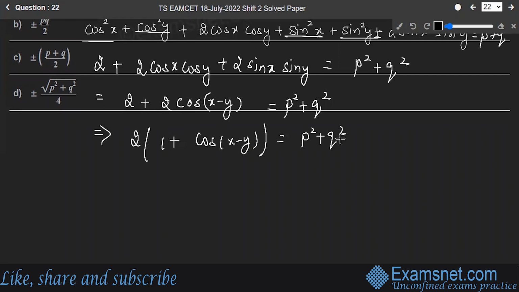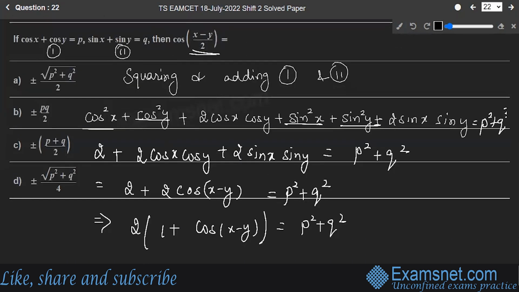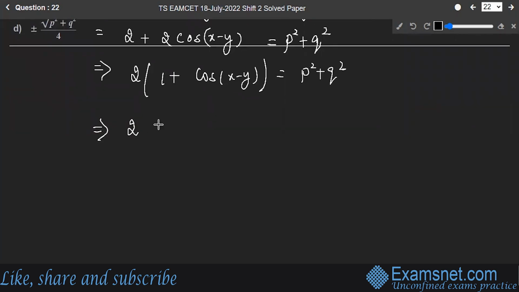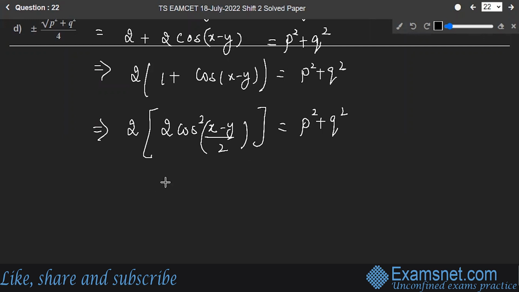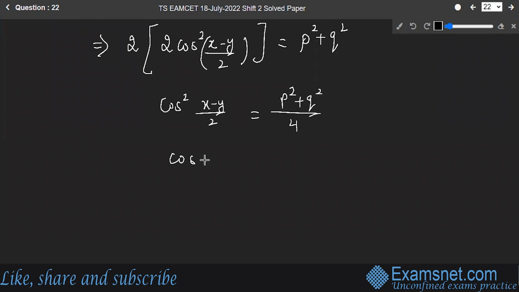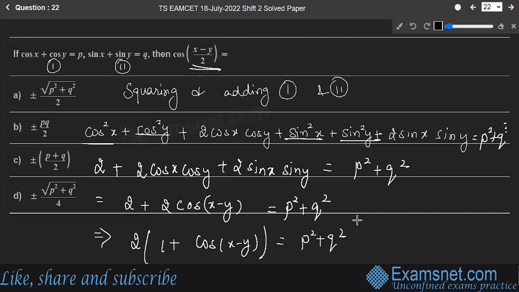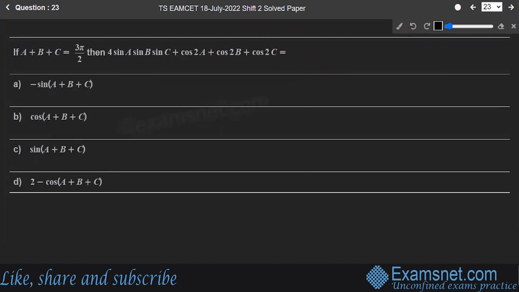But in the question, I'm asked for (x minus y) upon 2. So this will be 2 into 2 cos square (x minus y) upon 2 is equal to p square plus q square. Or you will have cos square (x minus y) upon 2 is equal to p square plus q square upon 4, or cos (x minus y) upon 2 will be plus minus root of p square plus q square, whole upon 2. Let's check with the options. I have option A as the answer. Hope you understood. Let's move to the next question, number 23.